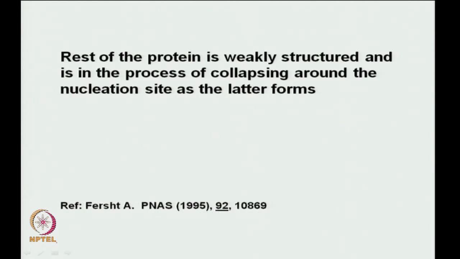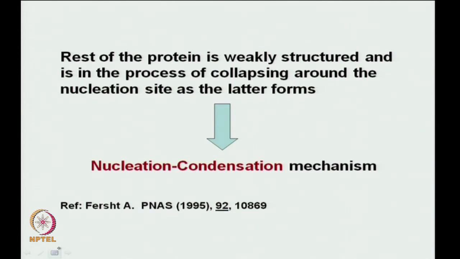So, then the rest of the protein is weakly structured and is in the process of collapsing around the nucleation site as the ladder forms, and I just told you what the nucleation site is. This is referred to as the nucleation condensation mechanism. Try to understand the significance of these two words. You are forming a loose nucleus, where you do not have fully formed secondary structural elements, and then the whole of the protein is condenses around it. Put these together and you have the nucleation condensation mechanism. In that sense, it is a better one than the nucleation mechanism, where we do not talk about condensation, but just imply that this condensation happens.